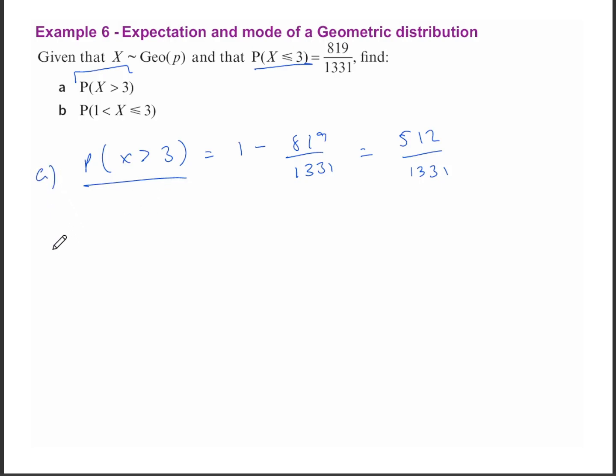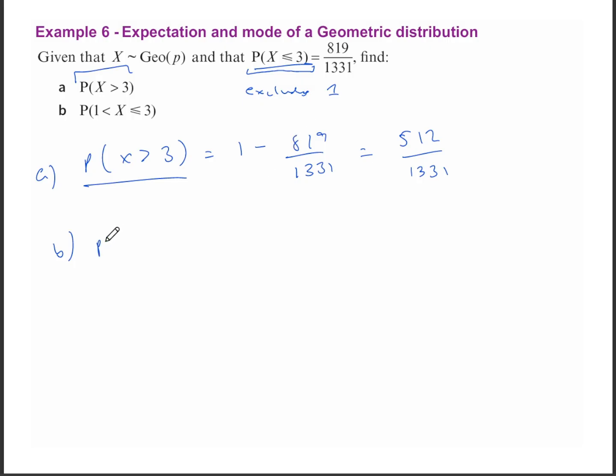That's part A. For part B, what they're saying is that they want the discrete random variable to be between 1, but not including 1, and 3, including 3, which is just what this is, but excluding 1, meaning you don't want it to happen in the first attempt.